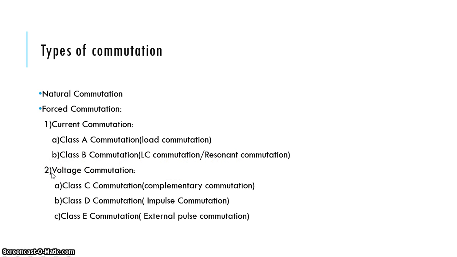And among voltage commutation, it has three types. One is Class C commutation, also called complementary commutation. Class D commutation, also called the impulse commutation. Class E commutation, also called the external pulse commutation.